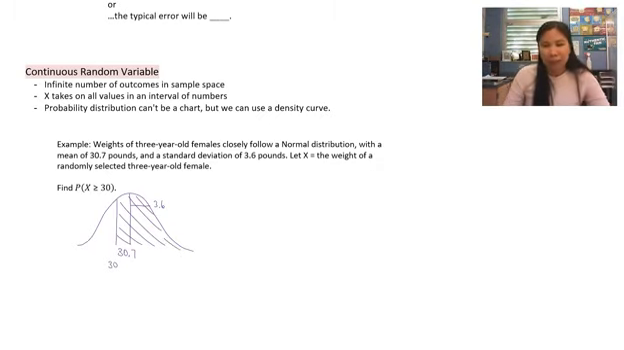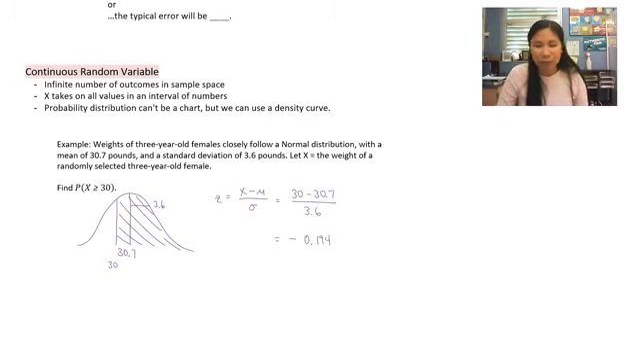Okay, so from here, this is the same thing as what we've been doing with our normal curves to find probabilities. We are looking for a z-score. So our 30 pounds minus the 30.7, that's the mean, divided by the standard deviation of 3.6 will get me a z-score of negative 0.194. But our z-score table can only do 2 decimal places, whatever.